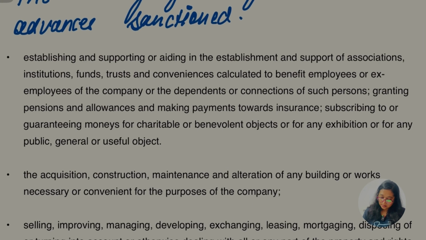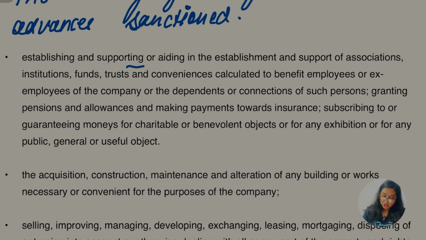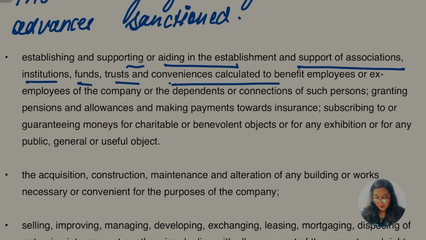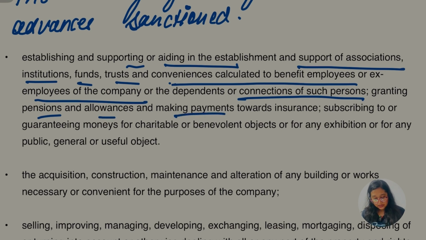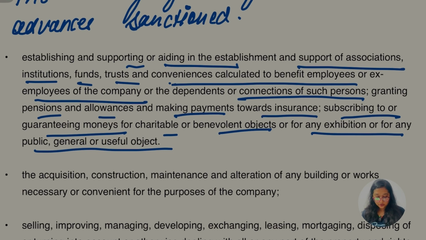Okay, some of the other businesses are establishing and supporting or aiding in the establishment and support of associations, institutions, funds, trusts and conveniences calculated to benefit employees or ex-employees of the company or the dependents or connections of such persons, granting pensions, allowances and making payments towards insurance, subscribing to or guaranteeing money for charitable or benevolent objects or for any exhibition or for any public, general or useful object.